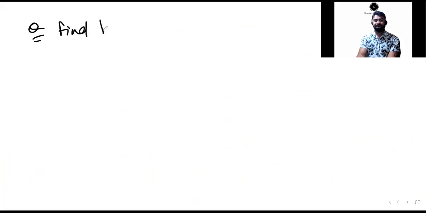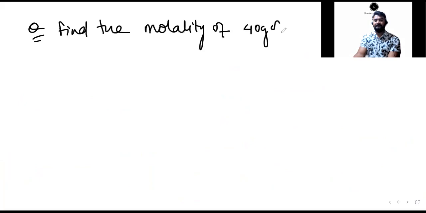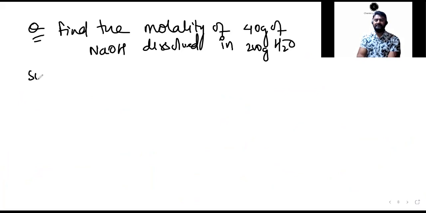Find the molality of 40 grams of NaOH dissolved in 200 grams of water. How to do this question? It's a simple one, right?